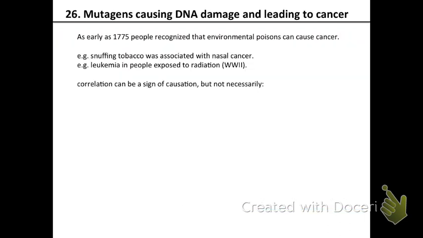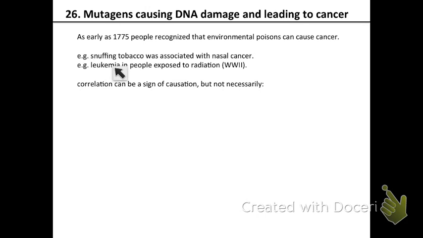All right, so for hundreds of years, people actually have been suspecting that mutations are linked to cancers because mutagens can cause DNA damage and that can lead to cancer. So as early as in the 1700s, people recognized that environmental poisons can cause cancer. They were studying chimney sweepers, for example, and finding a lot of cancers in these people because they're constantly inhaling bad stuff, right? And they recognized that snuffing tobacco was associated with nasal cancer.